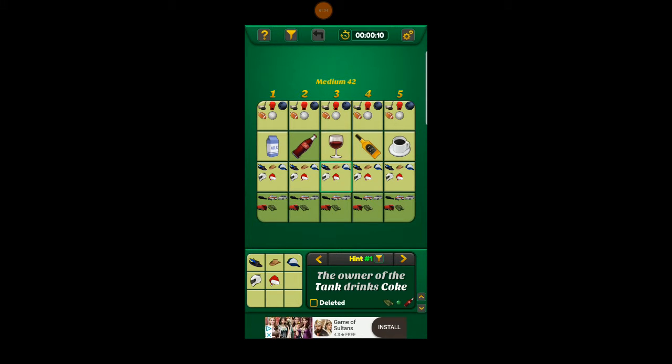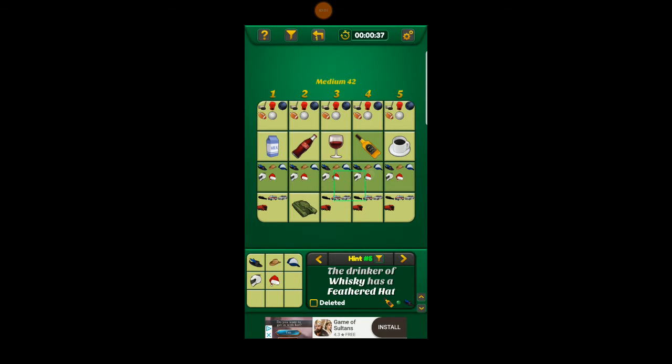Now, the owner of the tank doesn't drink Coke. It's green, which means it's a positive correlation. You see the drink is on 2, Coke is on 2. So, we're going to touch the tank on the very bottom row. And we're going to hold that down so that it takes it away from the rest of them. We're going to hit the deleted field so that we don't see this particular one again, okay?